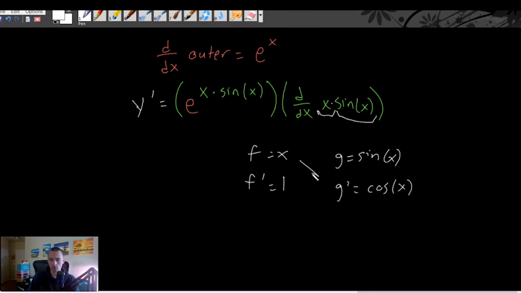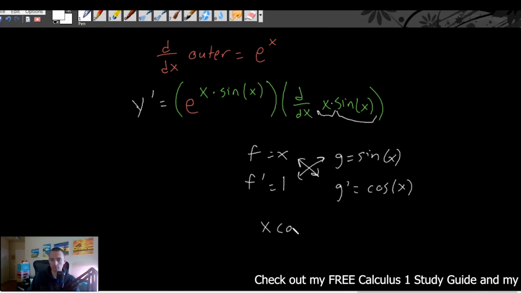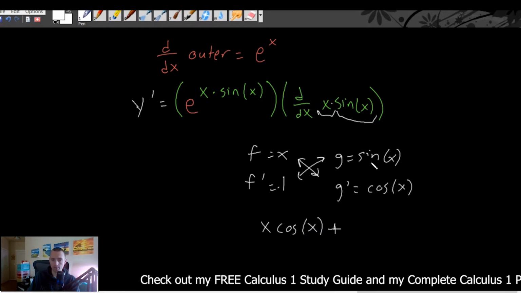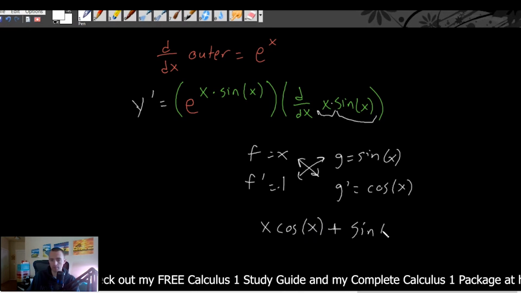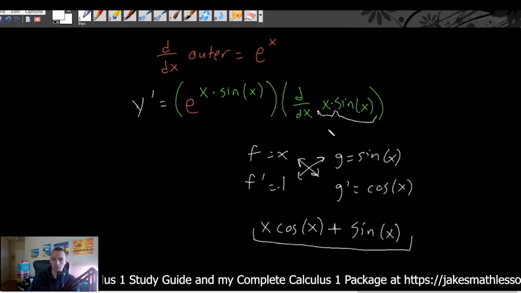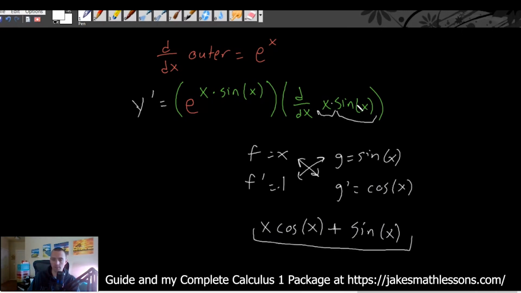So now product rule says we would multiply these across, so multiply f times g prime, f prime times g, and then add them together. So x times cosine x plus 1 times sine x, which is just sine of x. So now this right here is the derivative of x times sine of x.